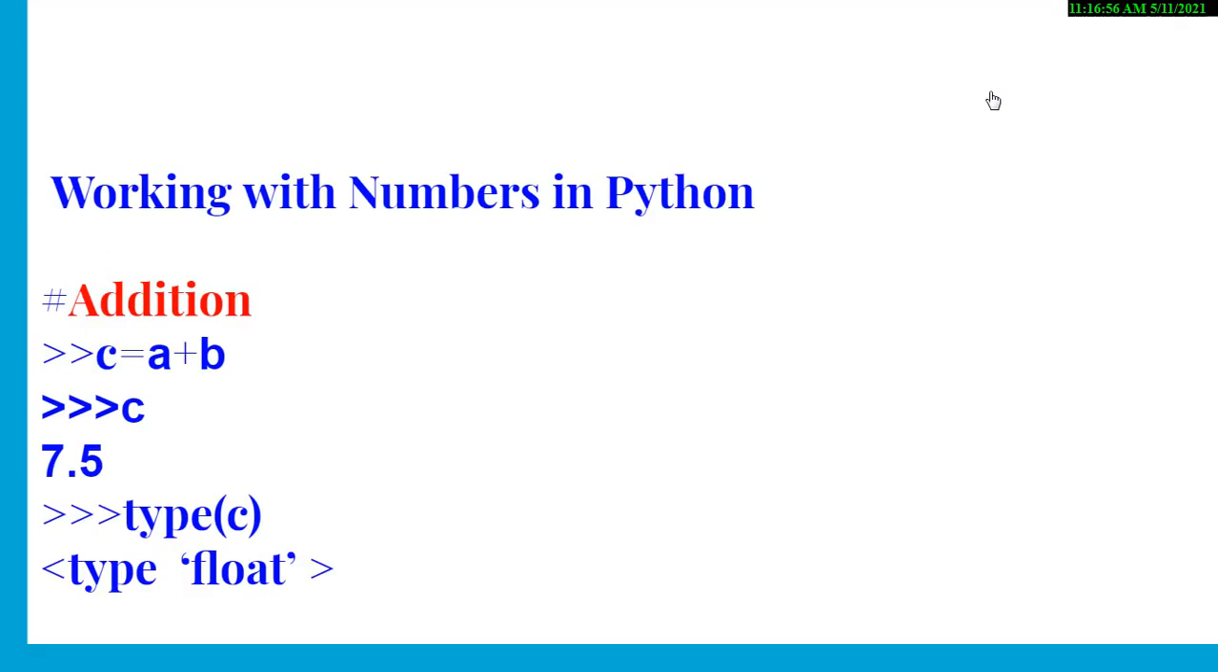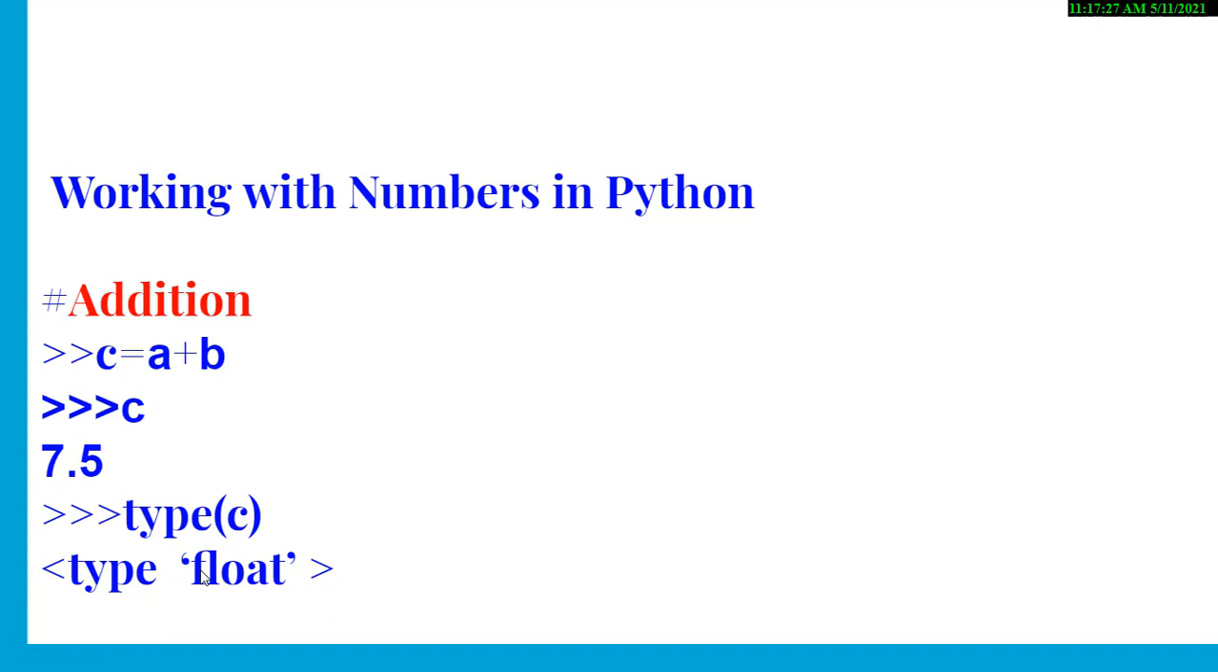The operations that take place in the number system: the first one is addition. For the case of addition, over here we have already assigned the value of a and the value of b. These two, a plus b, are being assigned to a new variable called c. Now when we type c, it will directly add the two numbers and give me the answer. And if I want to know the type of c, I need to write type c.